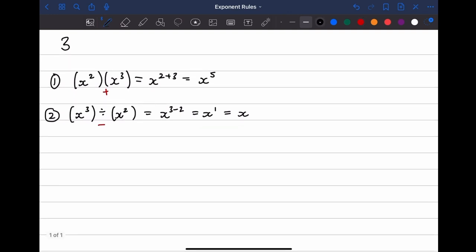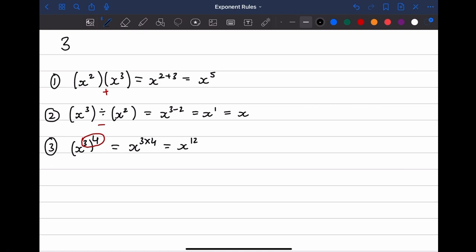The last rule is pretty simple as well. If you have an exponent to an exponent, so for example, x to the power of 3, all to the power of 4, you would actually multiply the exponents here. So you would multiply the 3 and the 4 together, and you would get something like x to the power of 3 times 4, which is just x to the power of 12.